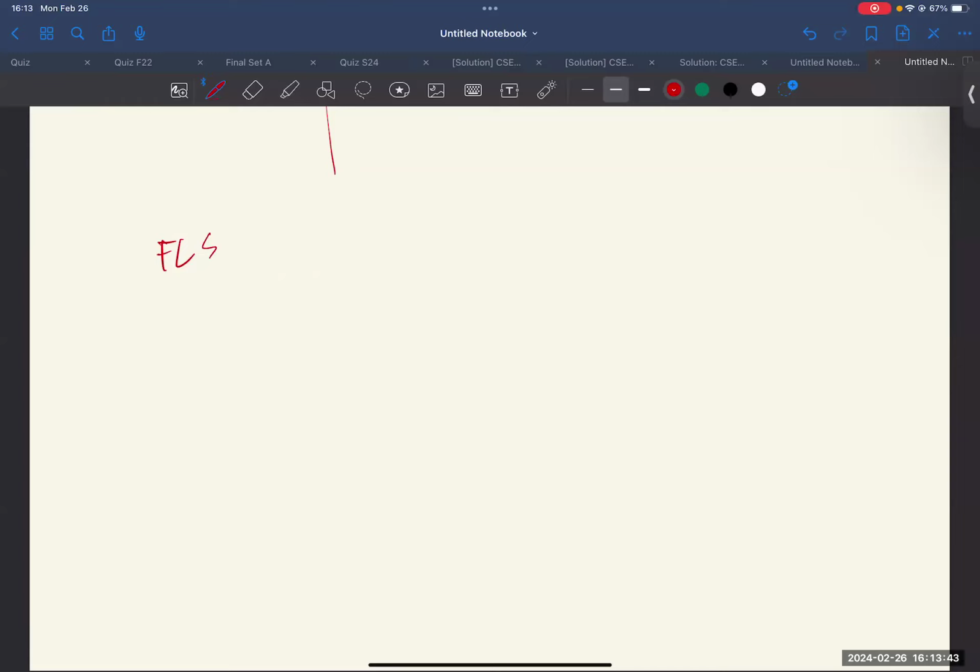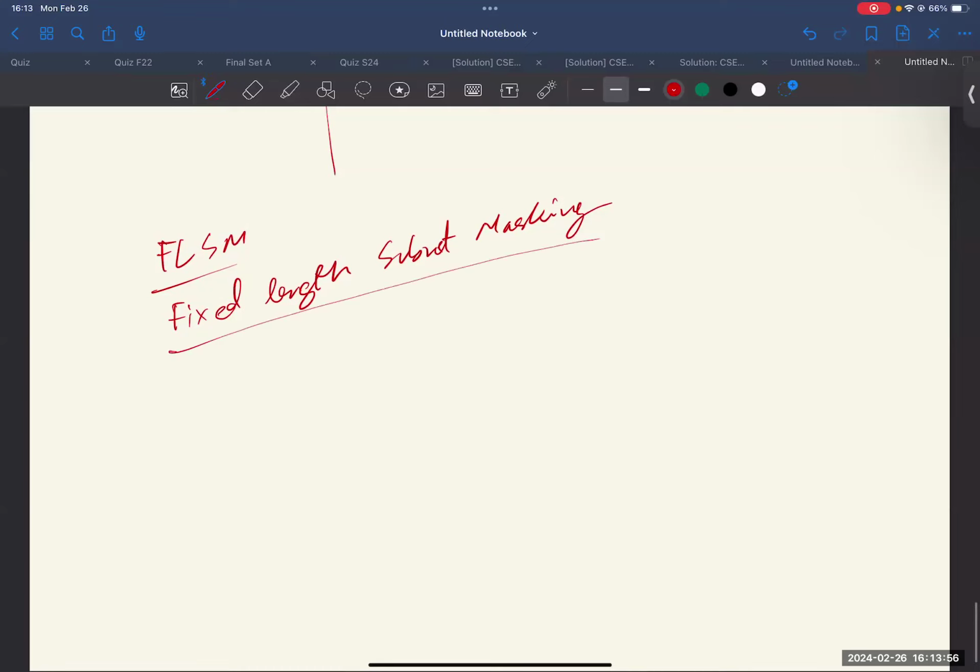So FLSM is fixed length subnet masking. What we need to understand is, say I have 1024 IP addresses. I have a network where there are 1024 IP addresses possible. The subnet size, or the network size, is 1024. And I want to divide it into 3 networks.